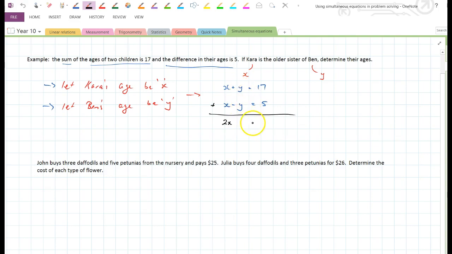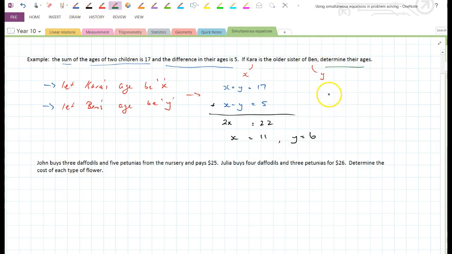Y's are gone, so I'm adding X plus X, 2X, Y plus minus Y, gone, 17 plus 5, 22, so X is 11, and Y will equal, that's 11 plus 6 is 17. So importantly with these questions, I've now solved it, X is 11, Y is 6, but I've got to go back and answer the question.